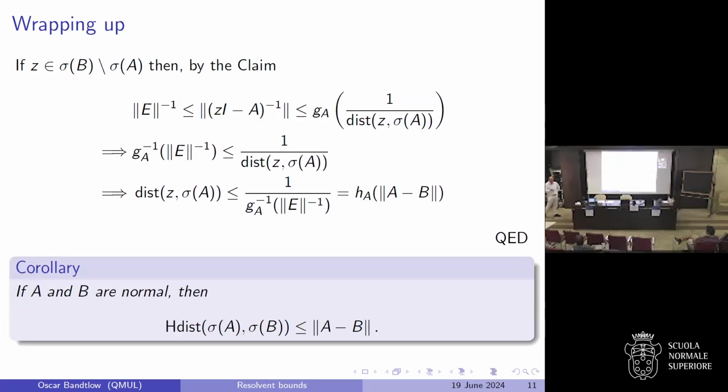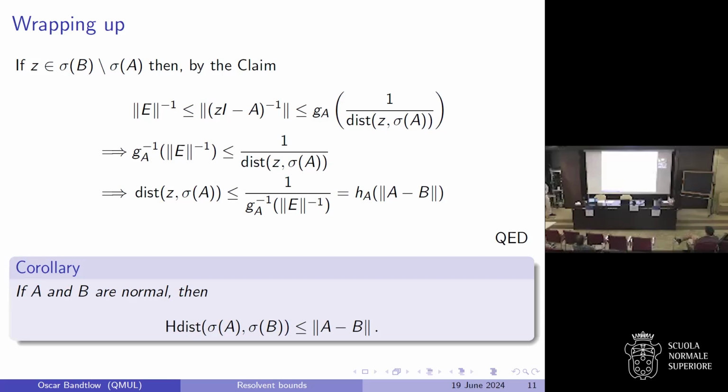Okay, so how does the claim imply the Bauer-Fike argument? So suppose Z belongs to the spectrum of B, but not to the spectrum of A. Then, by the claim we just proved, the reciprocal of the norm of E must be less than the norm of the resolvent of Z at A. But by hypothesis, we assume that we have this function G of A that only depends on 1 over the distance of Z to the spectrum of A. And now we use the fact that G_A is invertible. It's an increasing surjection, so we have an inverse. We can flip it over because it's monotonically increasing and preserves this inequality.